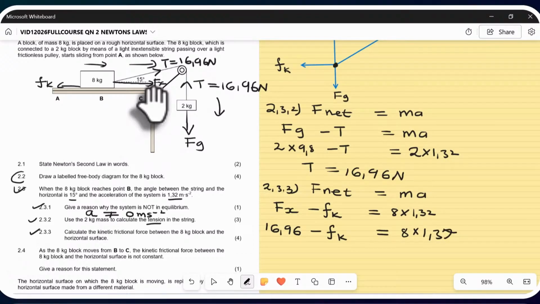5.82 newtons. Then they say, now, that is question 2.4 here.